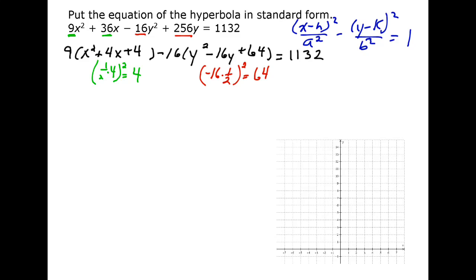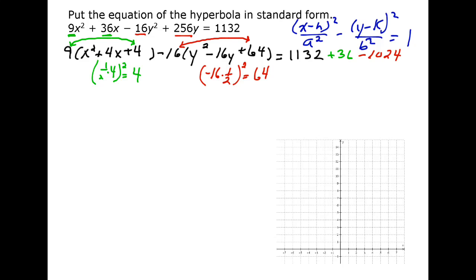But by adding the 4 and the 64, I didn't just add 4 and 64. On the left, I have 9 times 4, or 36. So I have to add 36 on the right. And then for the y's, I have negative 16 times 64, that would be negative 1024. So I have to add negative 1024 to the right, since I added negative 1024 to the left by multiplying negative 16 times 64.